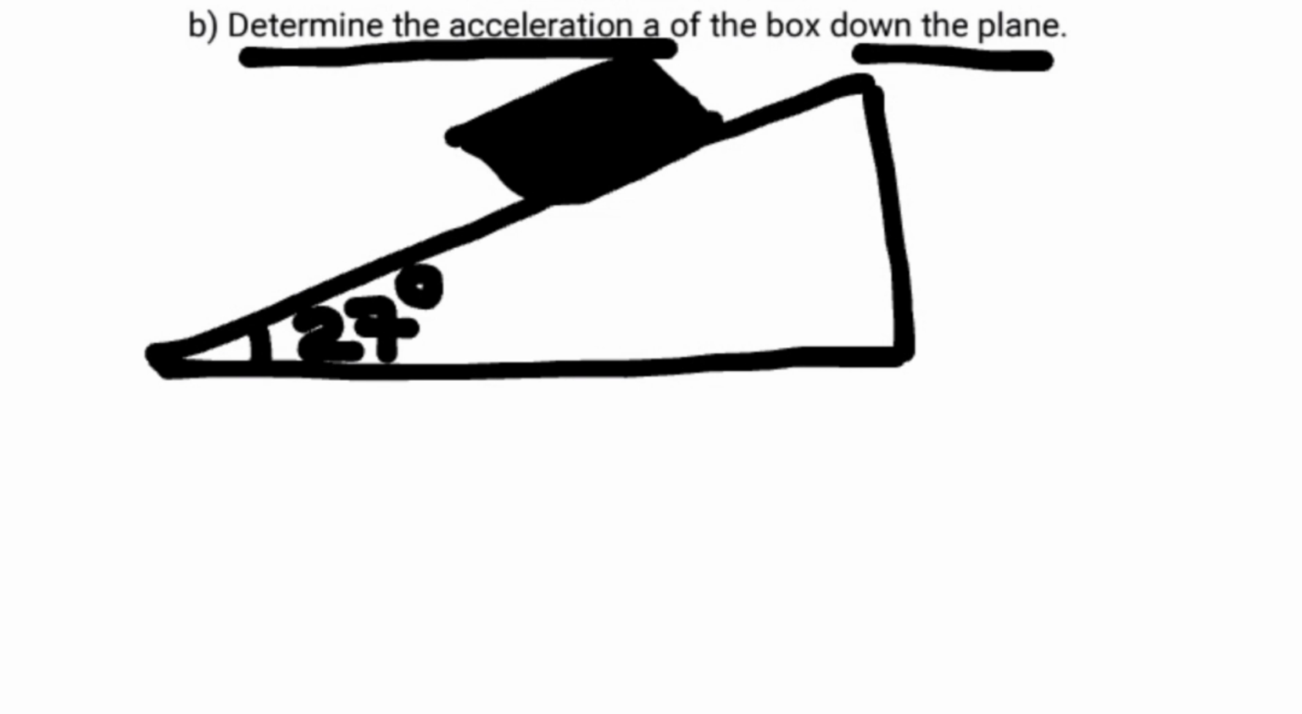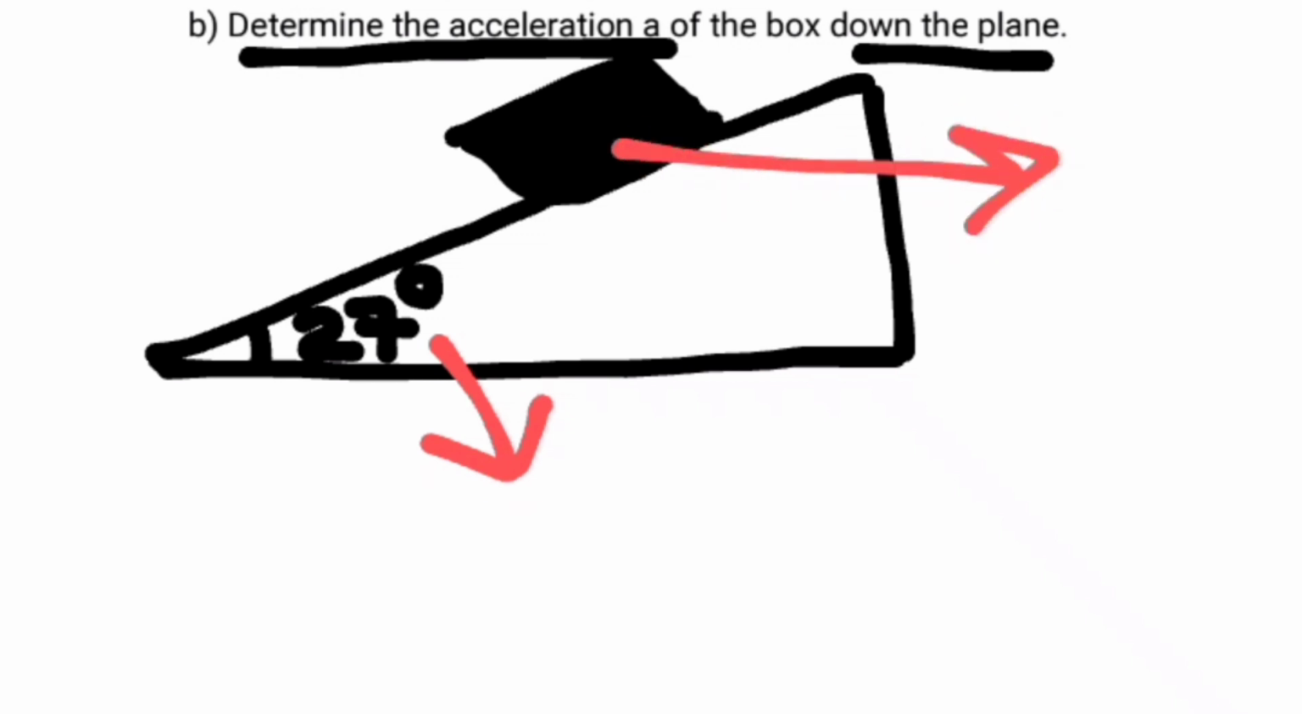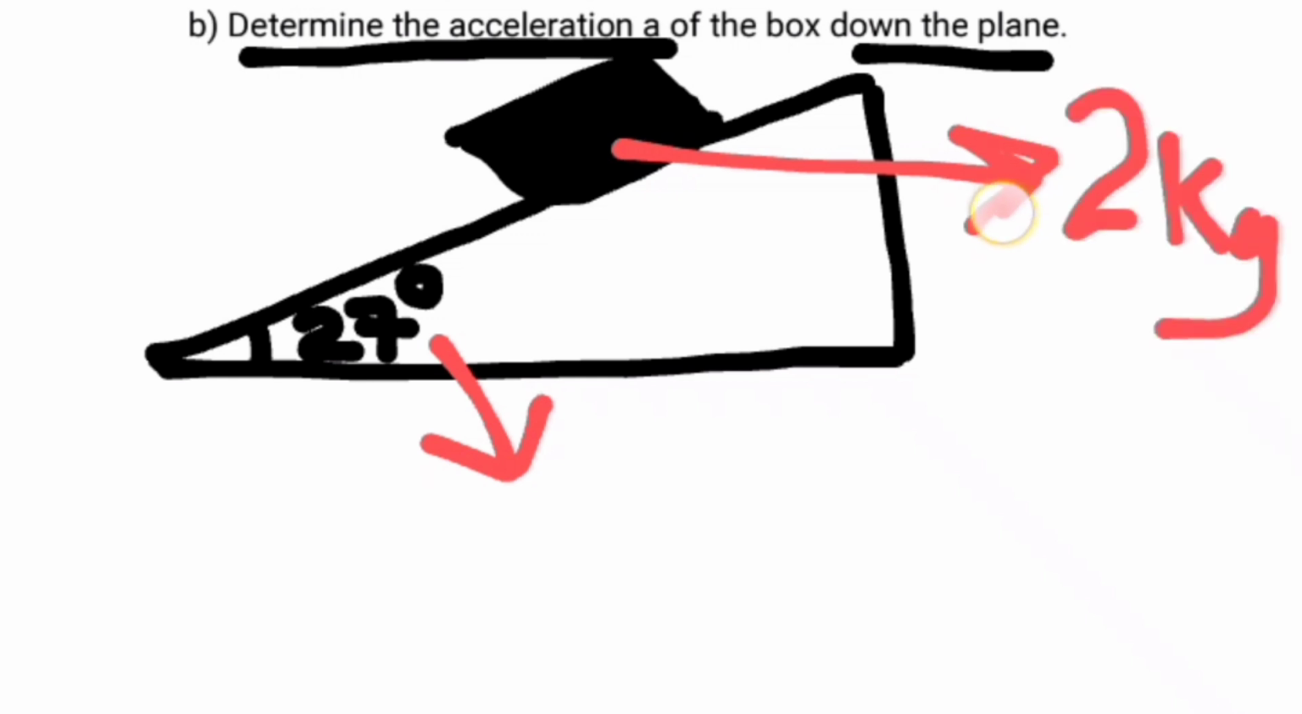As you see, the box is on the inclined plane, and the inclined plane is 27 degrees, and the box is 2 kilograms. This is the angle, 27 degrees. And the mass of the box is 2 kilograms as we know it. So we draw it like this, and now we understand the problem, right? So this box is moving down the inclined plane.